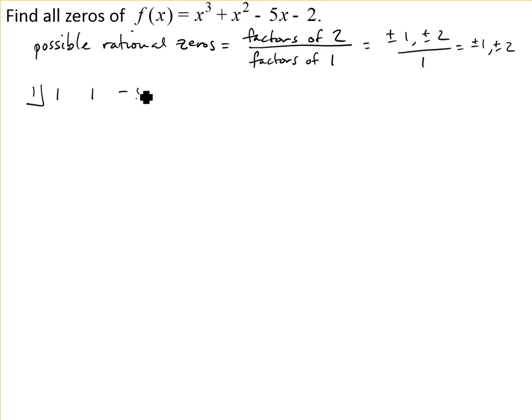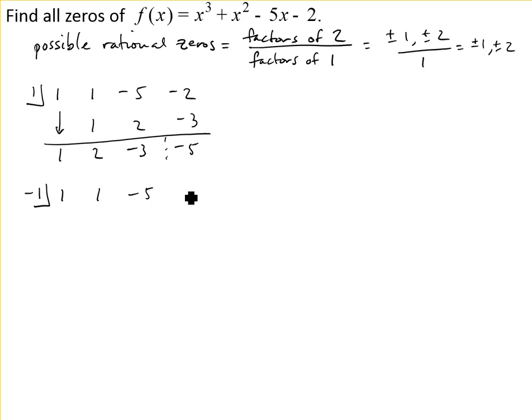Now if I get a remainder of 0, then that means that this number is one of the solutions. It's one of the zeros of the function. If I don't, then I go ahead and move on to the next one. Okay, and so here, using a 1 there did not give us a remainder of 0, so just go ahead and move on. Let's go ahead and try a -1. And that is not going to give us a 0 either. And so go ahead and try a 2.